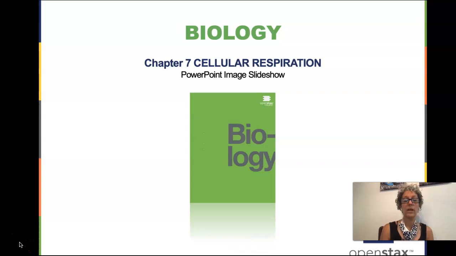Chapter 7 is titled Cellular Respiration. And I know most of us probably think of breathing when we think about respiration. But from a biochemical standpoint, respiration means the use of an electron transport chain to generate energy. So we're going to be looking at how cells carry out their metabolism, and in respiration, the final step is going to involve an electron transport chain.